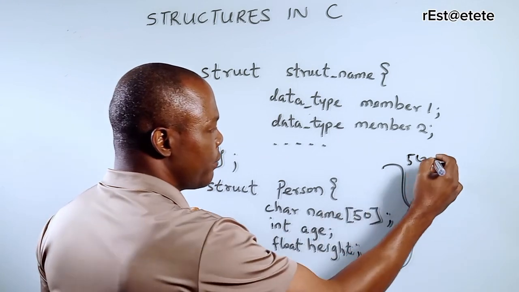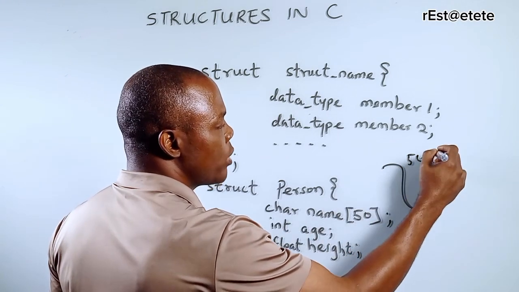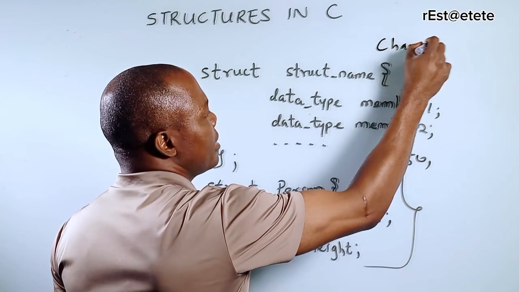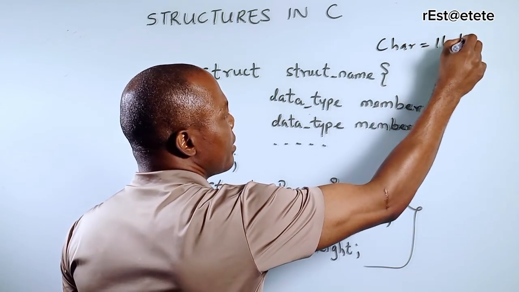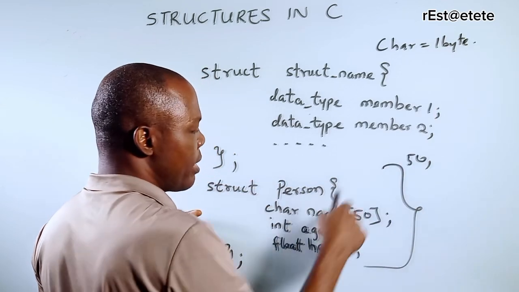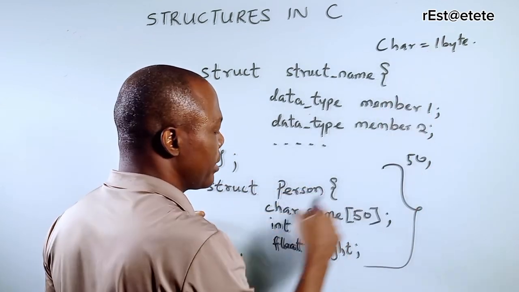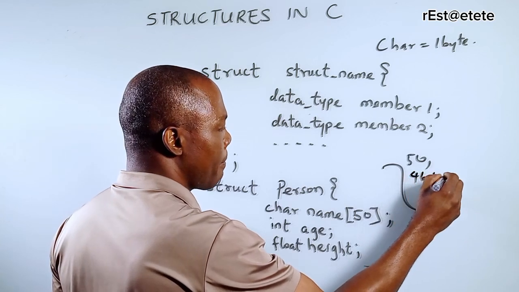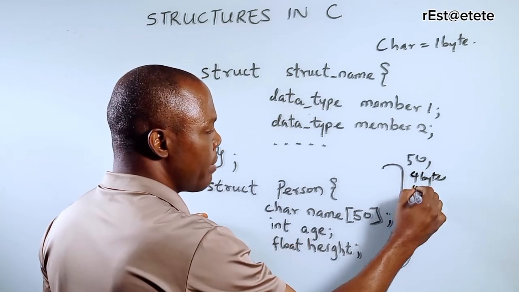Then integer is 4 bytes, because character is always 1 byte. Char is 1 byte. Then when you say 50, you are saying 50 bytes. This integer is 4 bytes. Float is also 4 bytes.